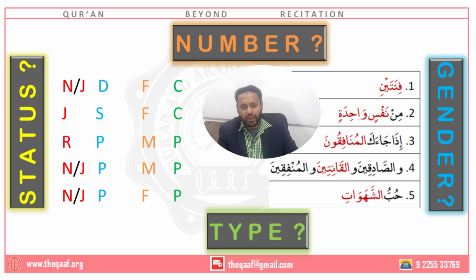Third one, al-munafiquna. Una gives you all the answers except type. Una means rafa, una means plural, una means masculine. And since it is al, it is proper. So the four properties are rafa, plural, masculine, proper.